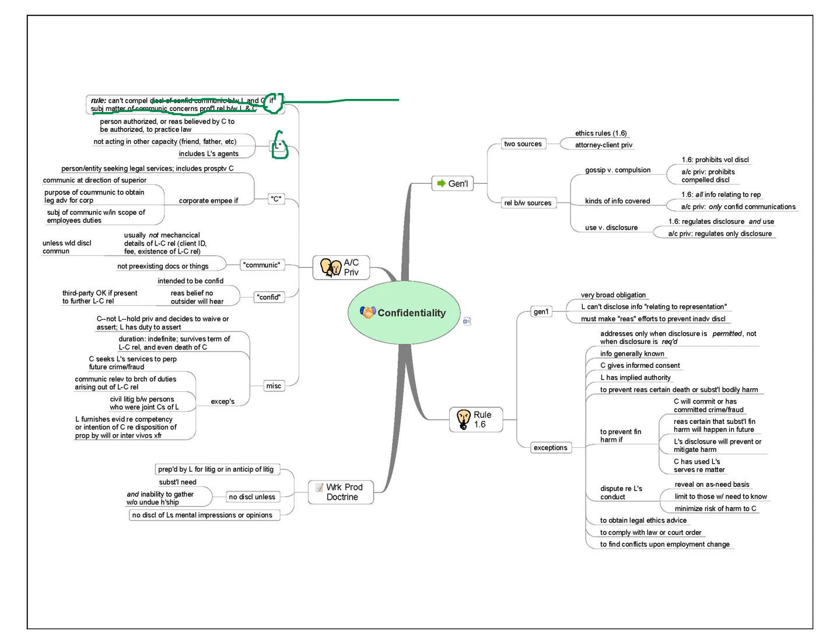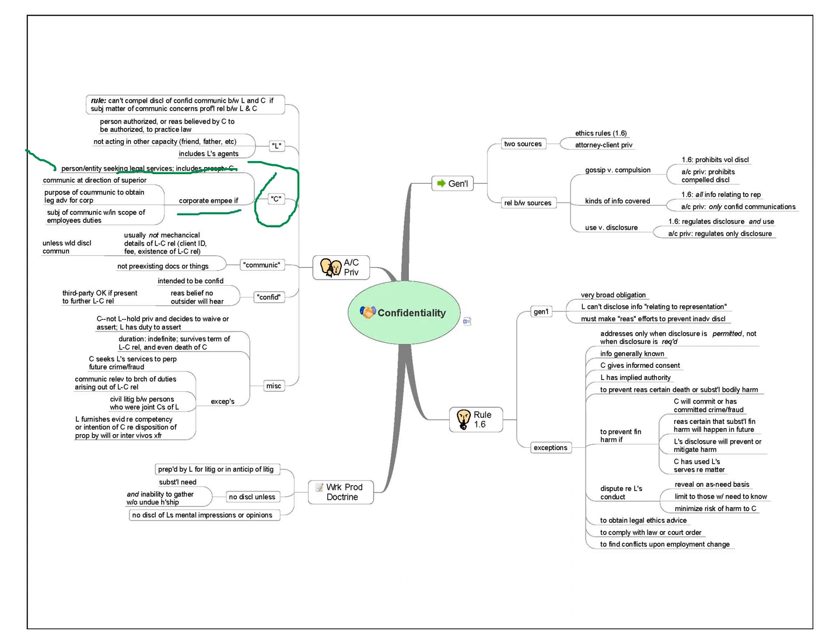What's a lawyer? That's what this is all about. A person authorized, or reasonably believed by the client to be authorized, not acting in some other capacity like a friend or a father, and it includes the lawyer's agents like secretaries, paralegals, etc. All right, who's a client? Obviously a person seeking legal services, including prospective clients. So the attorney-client privilege doesn't just govern actual clients, but prospective clients as well.